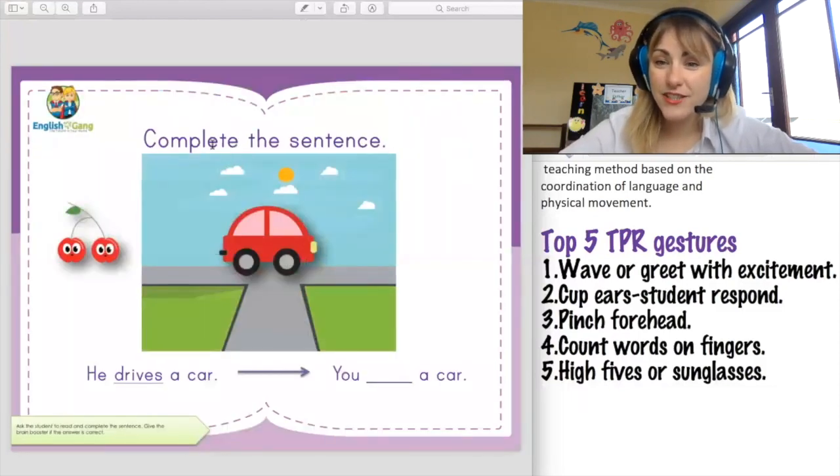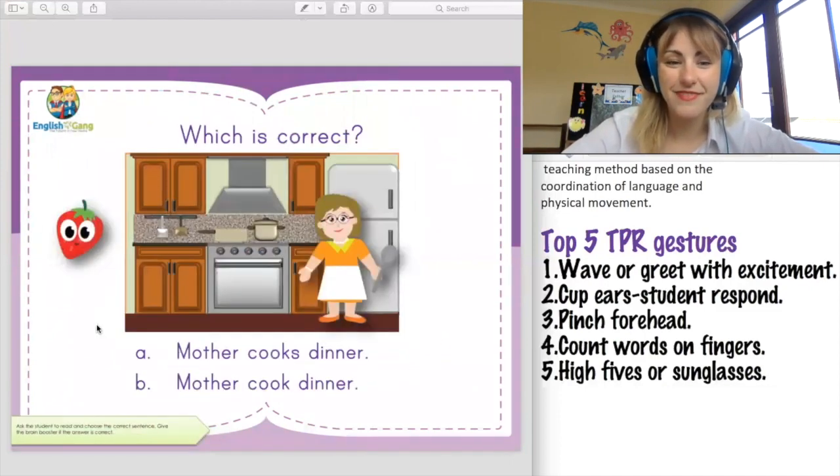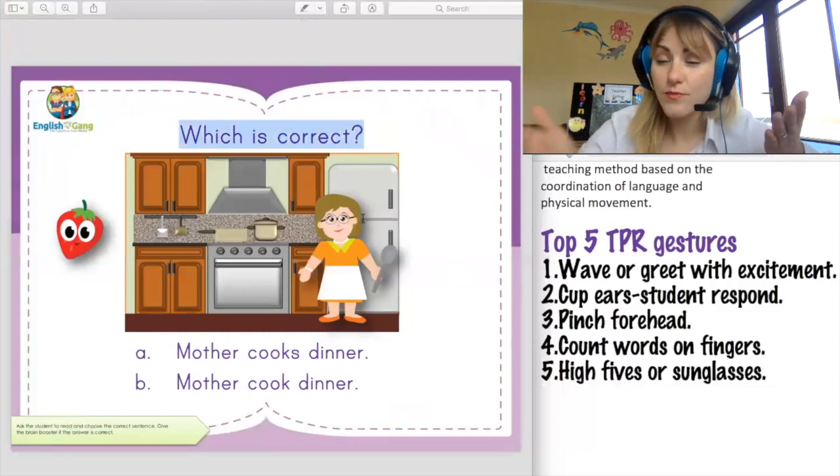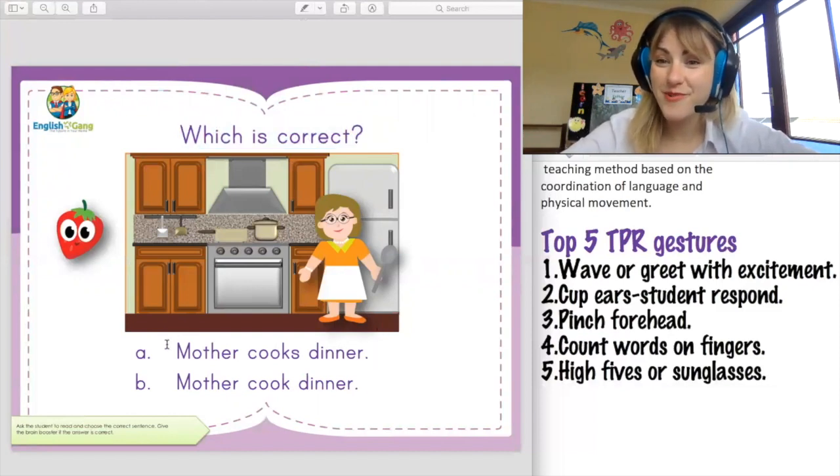What we like to accomplish in these types of slides is we give them a certain sentence. So for example, "He drives a car." Notice the verb is underlined, and ask them to change it, starting with the subject you. So, "You drive a car," and then of course you get a brain booster after answering it correctly. The other part of these slides gives an option between two different sentences, and they choose which is the correct one. Very important here, let them read both sentences.